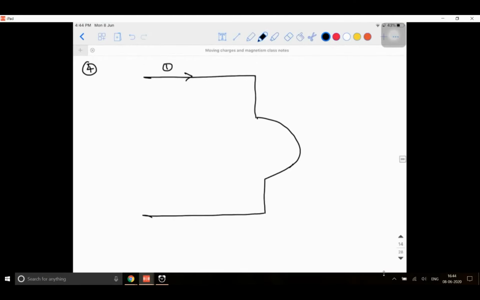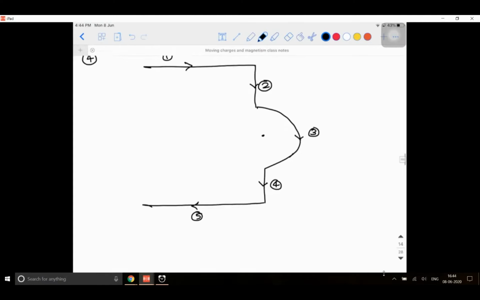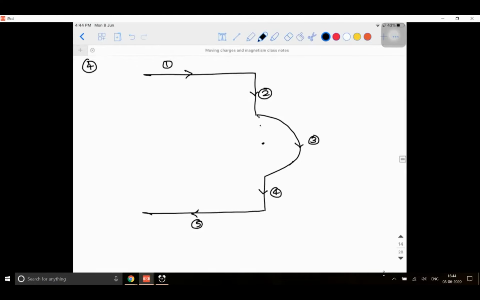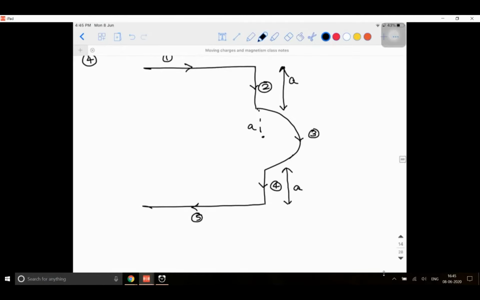This is one. Second conductor, third conductor, fourth conductor, and fifth conductor. Am I right? No confusion in this, right? So this is going to be A. Oh, actually, I made a mistake. I should have given you some distance. Let's say this length is A.